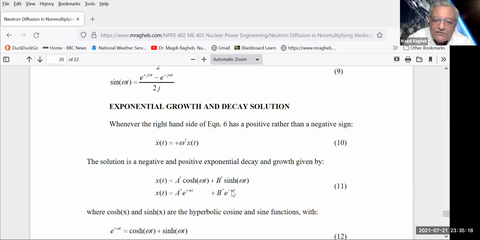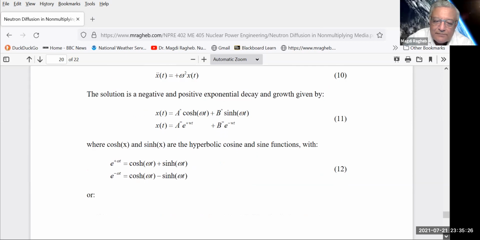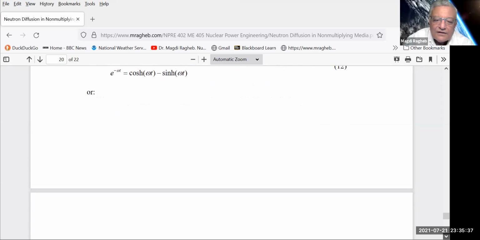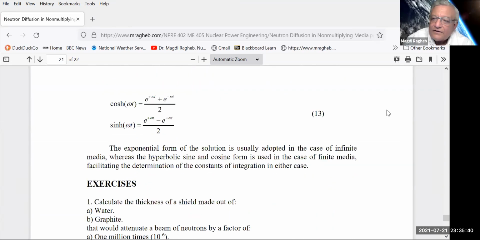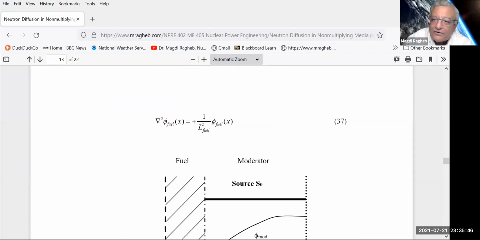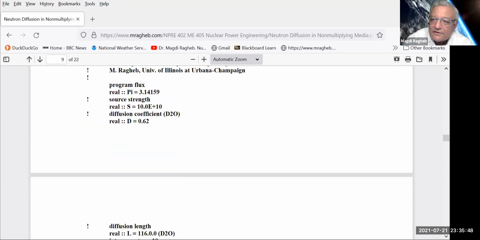And we can say that these two equations are equivalent because e to the plus omega t is a hyperbolic cosine of omega t plus a hyperbolic sine of omega t, and the hyperbolic cosine of omega t minus the hyperbolic sine is equal to e to the minus omega t. So in that case, we can use those two pieces of information from mathematical physics. And we go back to where we started earlier in the chapter.